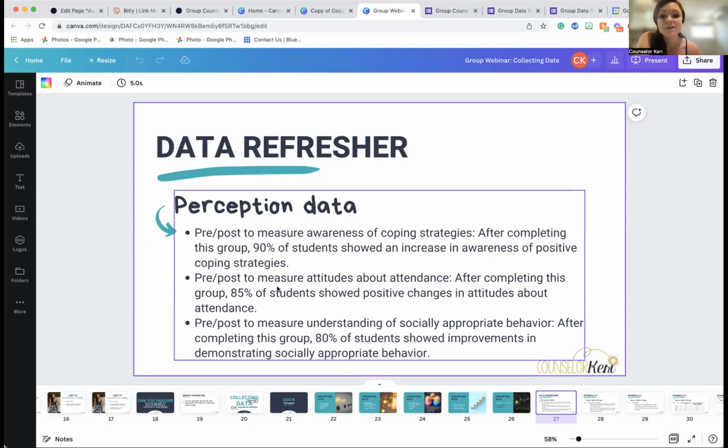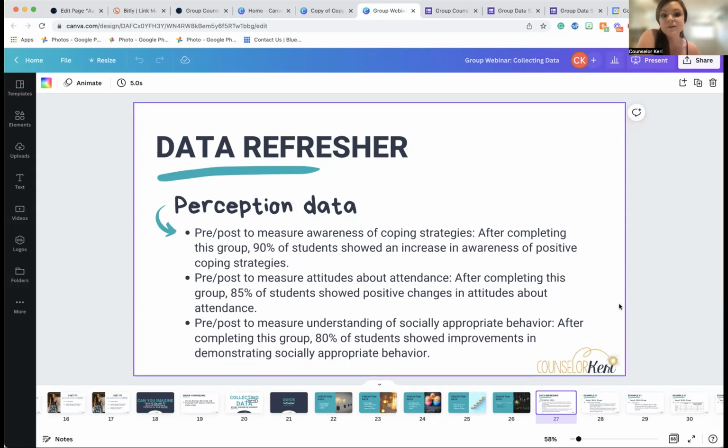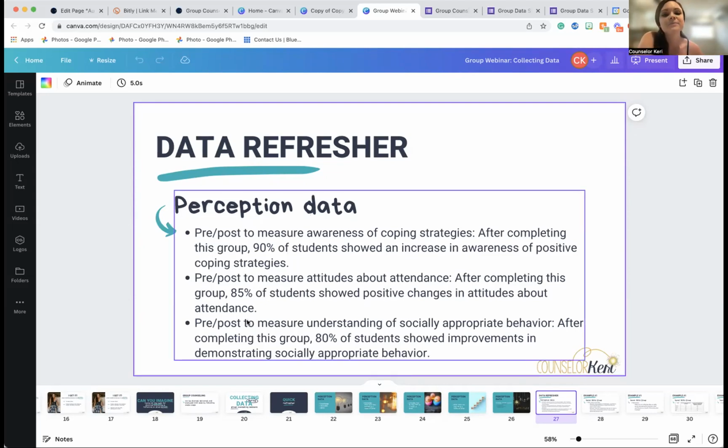We might do a pre-post measure about attitudes when it comes to an attendance group. So after completing this group, 85% of students showed positive change in attitudes about attendance. Maybe we're offering incentives for being in school. We're helping them feel more connected to the school and the school community through the group. So again, this is a pre-post before and after the total group, not the session necessarily.